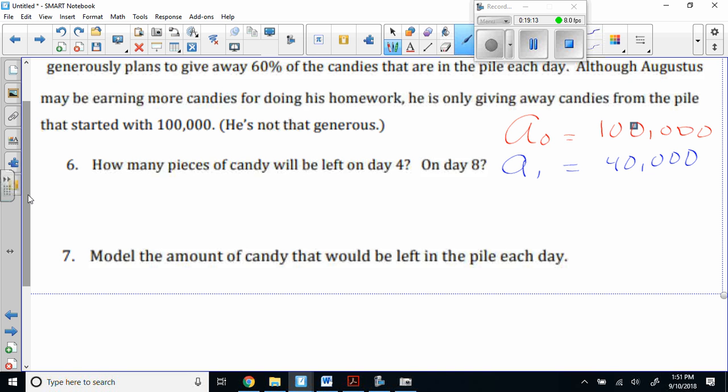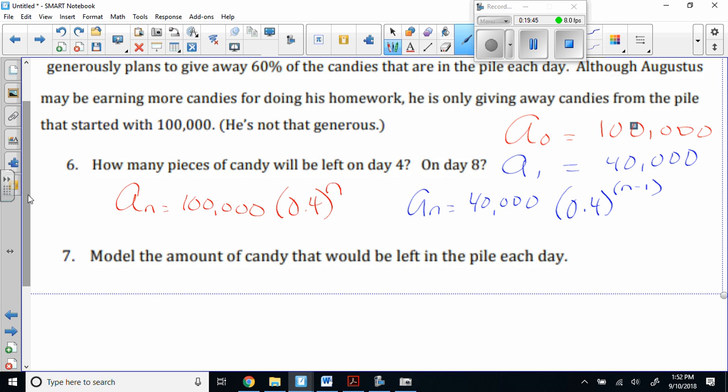But I could have left it in the 0 term, and I'm going to write them so you can see. All right? So the 0 term, in terms of A sub 0, that is 100,000 times 0.4 raised to the n, right? Now, I'm going to write it in terms of A sub n, in terms of the first term. 40,000 times 0.4 raised to the n minus 1, right?